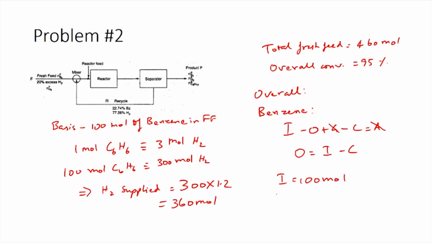And we now need to calculate the consumption. We have been told that 95% of the benzene entering is converted by the overall process, which means consumption would be 95% of whatever is entering, which is 100, giving you 95 moles being consumed. Thereby your output would be 5 moles of benzene. So, your value for NPBZ here would be 5 moles.